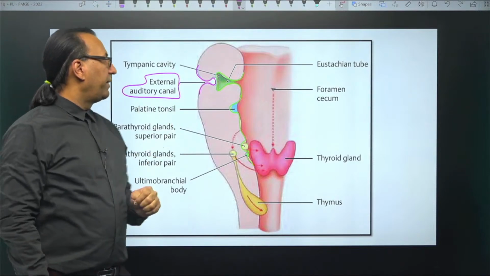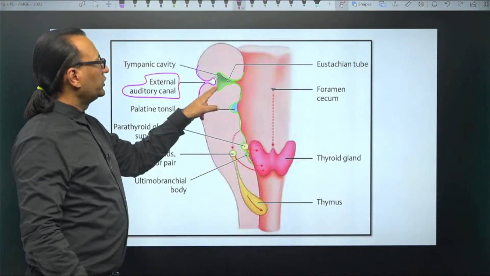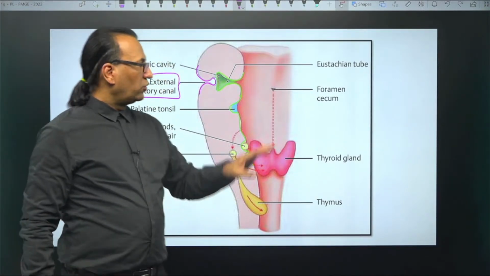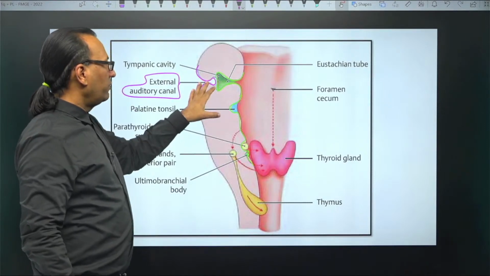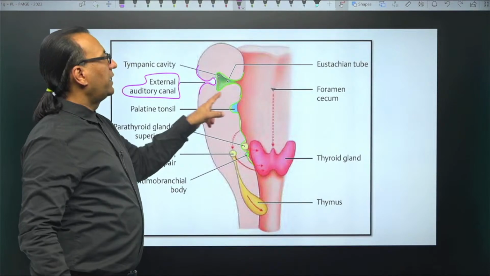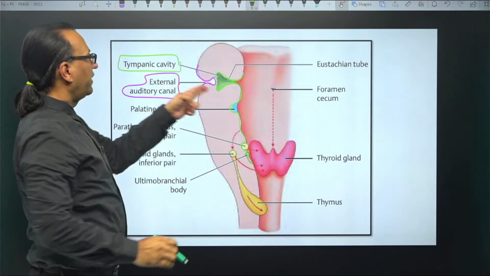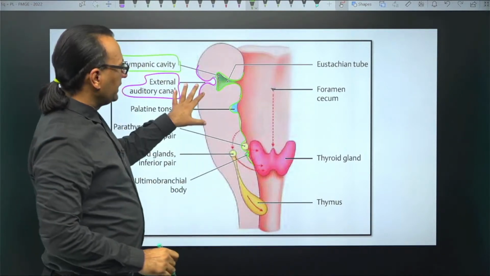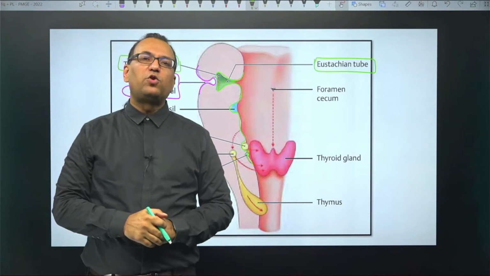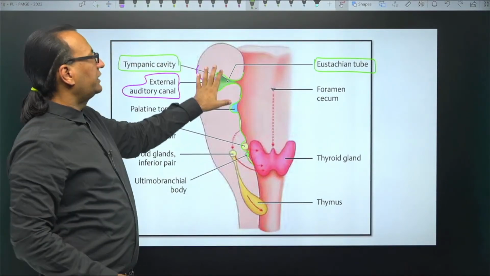Its epithelium will be from the surface ectoderm because it is outside. Whereas pharyngeal pouches, their epithelium will be from the endoderm of the gut tube. So what is the cleft giving? The cleft one is giving external ear canal. And what is the pouch giving? The pharyngeal pouch 1 will be giving us the middle ear cavity, as is evident here. Tympanic cavity is the other name of middle ear cavity. And the eustachian tube, which will be then opening into the pharynx, the nasopharynx. So pouch 1 giving you epithelium of middle ear cavity and eustachian tube.